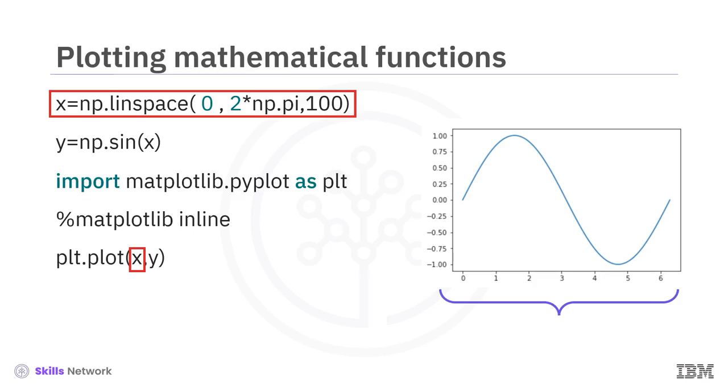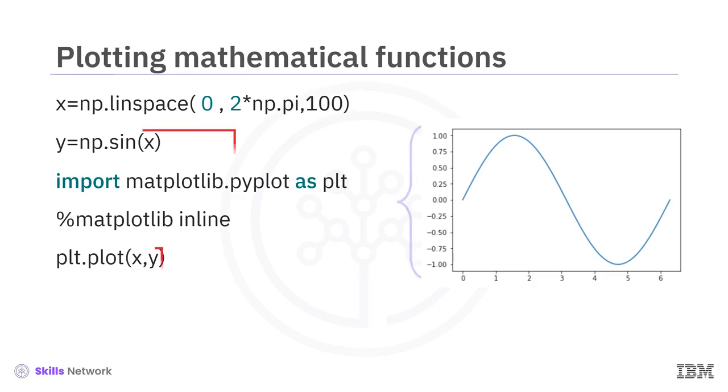The first input corresponds to the values for the horizontal or x-axis. The second input corresponds to the values for the vertical or y-axis. There's a lot more you can do with NumPy. Check out the labs at numpy.org for more.